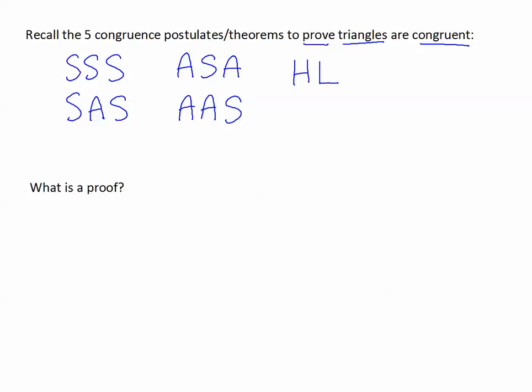Now let's talk about what is a proof. Well, last time we went through and proved triangles were congruent using one of these 5 postulates or theorems, but we did it informally. We just talked through and marked the pictures. Today we're going to talk more about a formal proof where we write everything down that we are marking in our pictures. So we want to make sure that whatever we say is true, we write it down. Write everything down that we're using to logically prove the triangles are congruent.